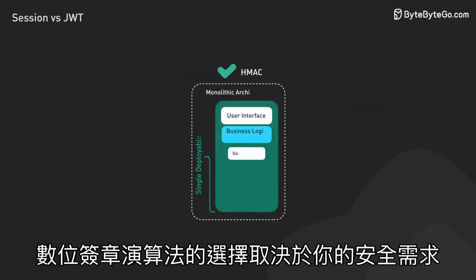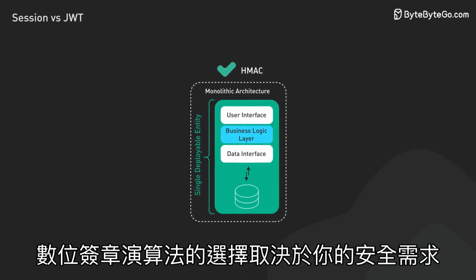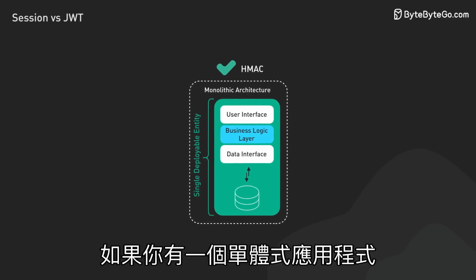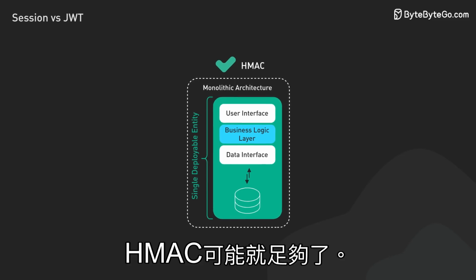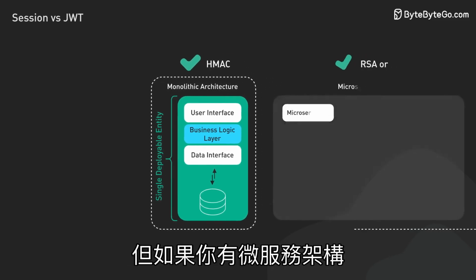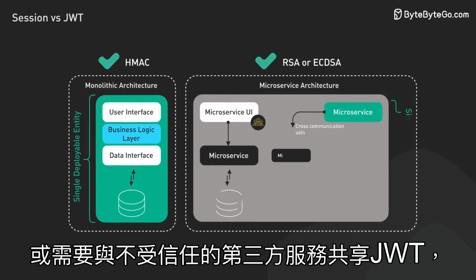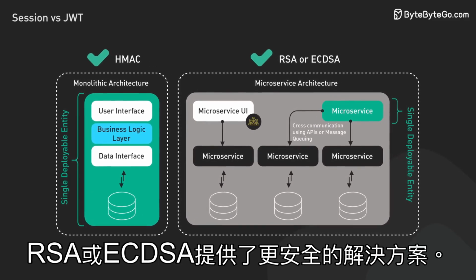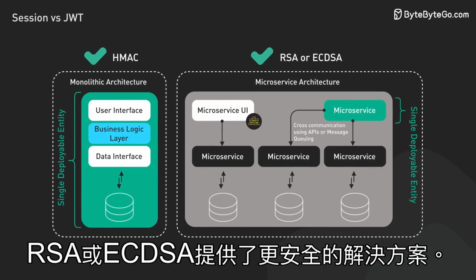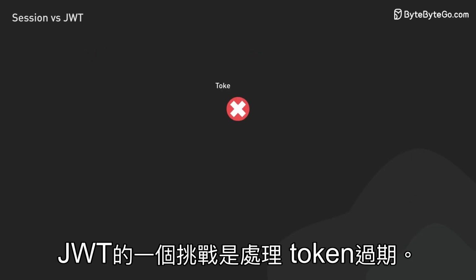The choice of signing algorithm depends on your security requirements and system architecture. If you have a monolithic application or trust all the services in your system, HMAC might be sufficient. But if you have a microservices architecture or need to share JWTs with untrusted third-party services, RSA or ECDSA provide a more secure solution. One challenge with JWTs is handling token expiration.